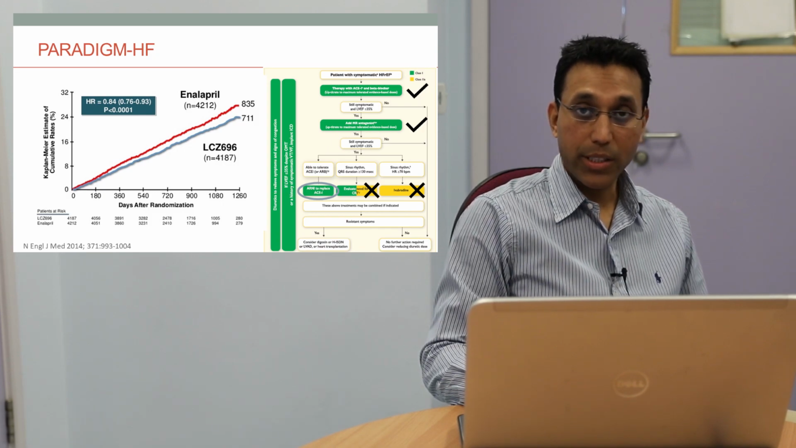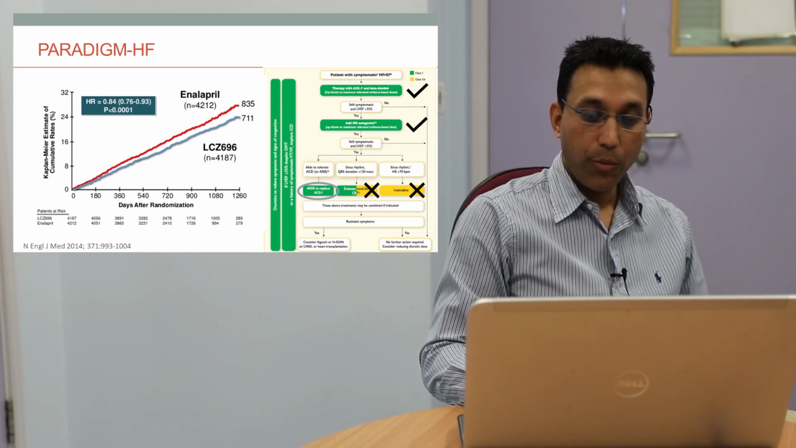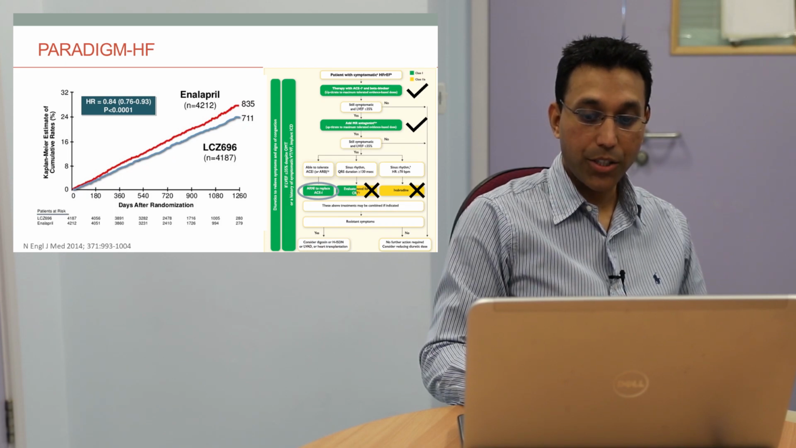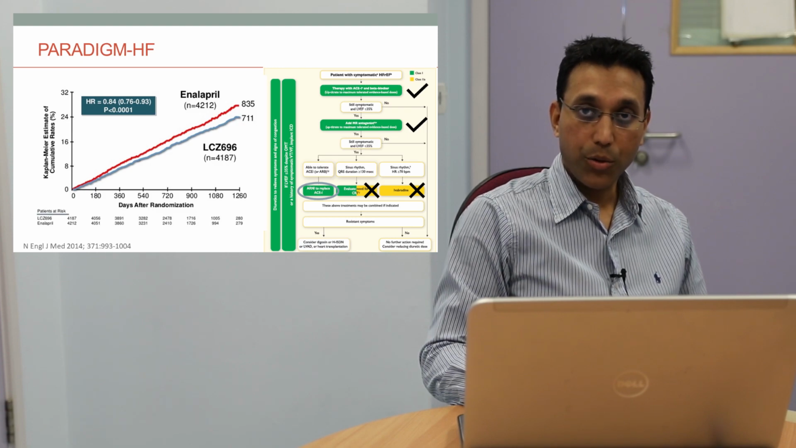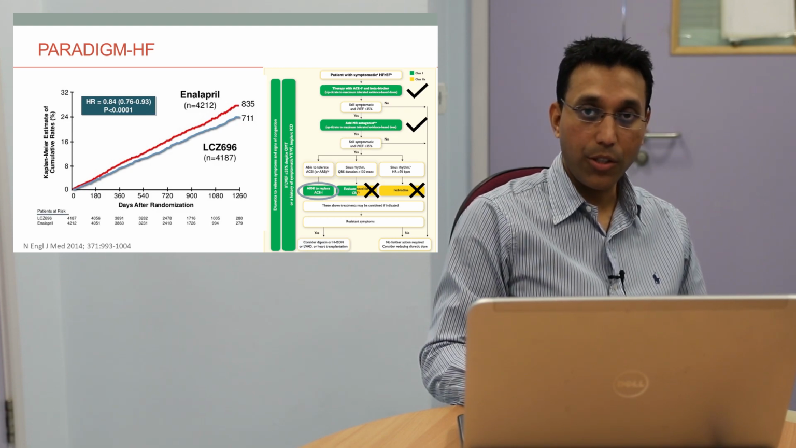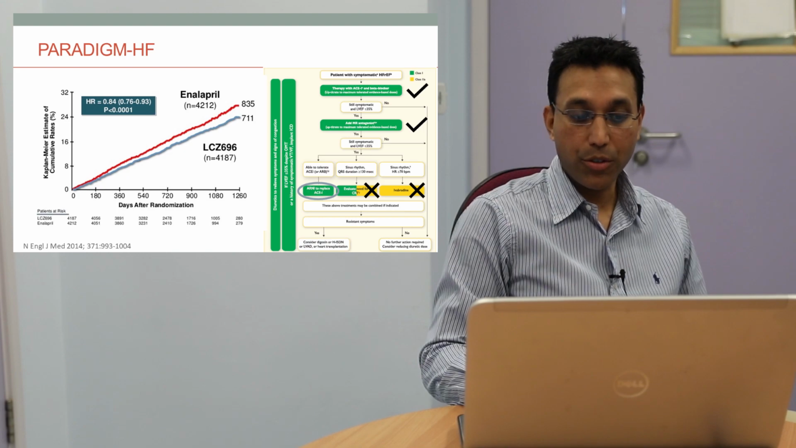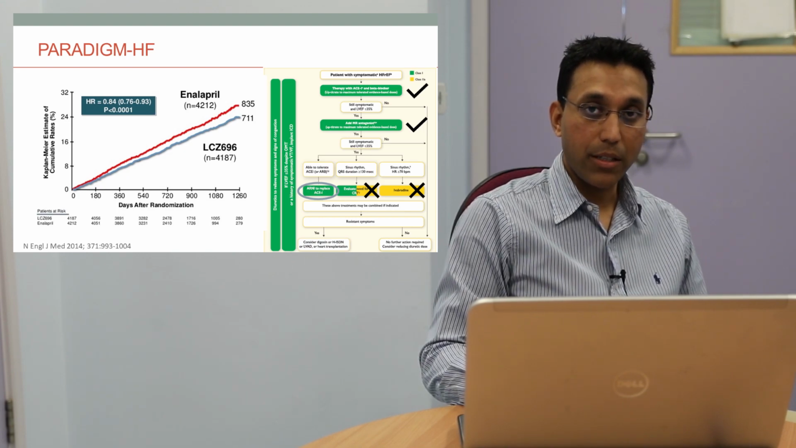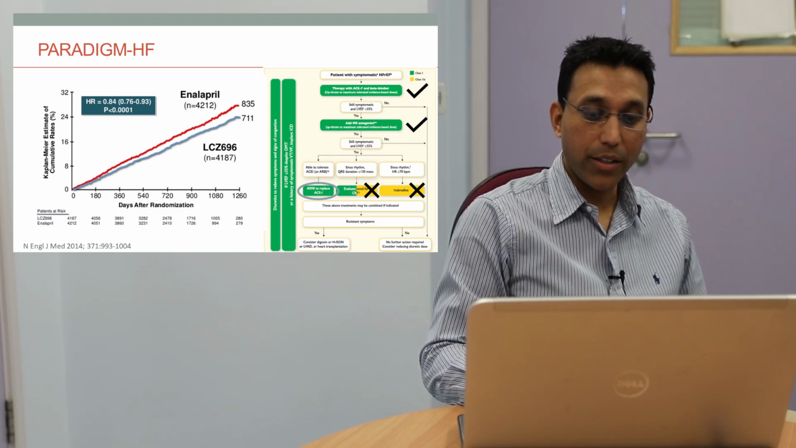PARADIGM-HF was a landmark trial that I'm sure you're aware of that was published a few years ago, which randomized just over 8,000 patients with heart failure with reduced ejection fraction. They had ejection fraction less than 40%, although some also had less than 35%. These were used at different time points in the trial. And NYHA class 2 to 4 symptoms, either to sacubitril valsartan or enalapril 10 milligrams twice daily. That was the goal dose used in the landmark CONSENSUS and SOLVD trials.